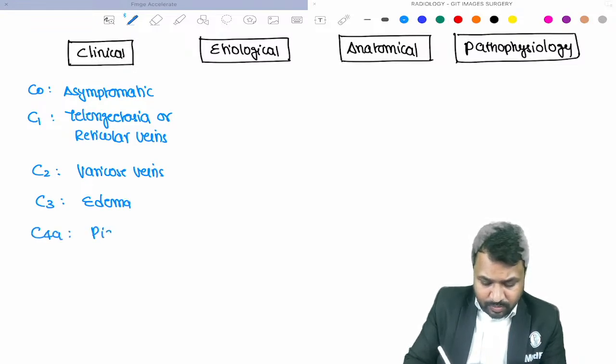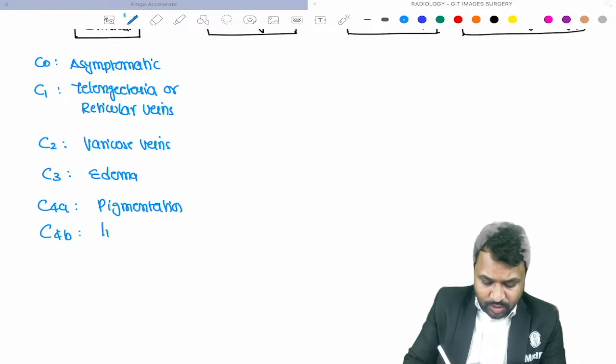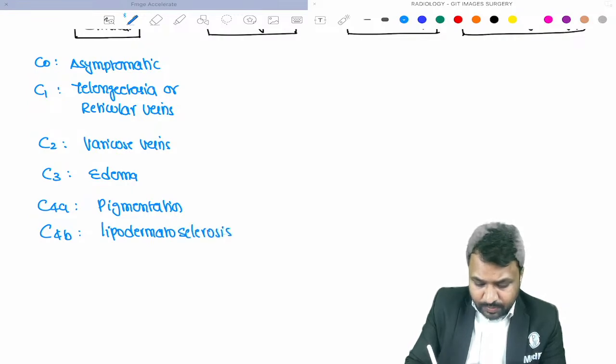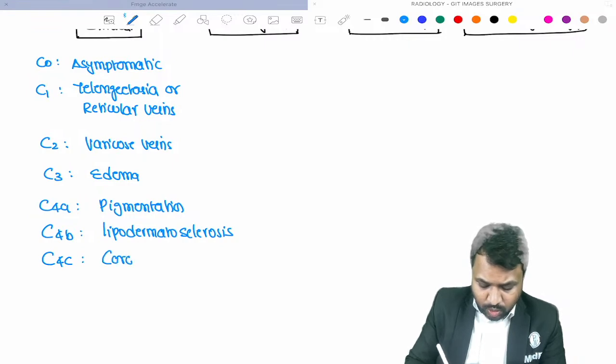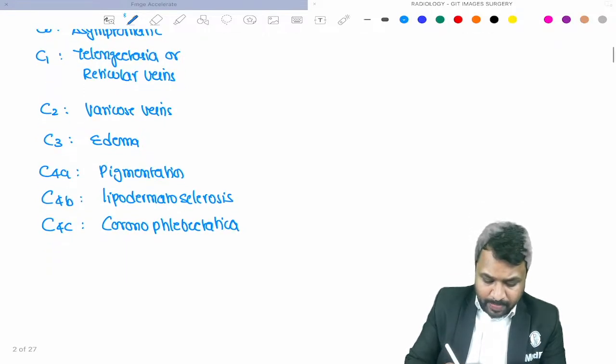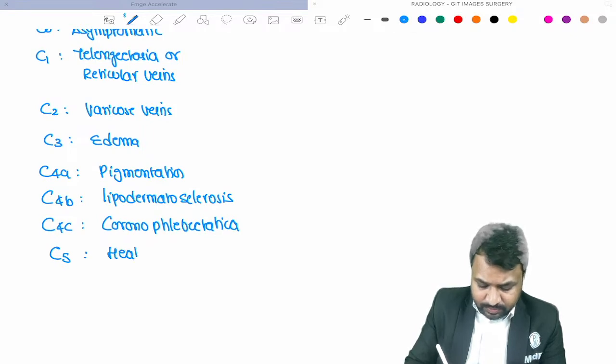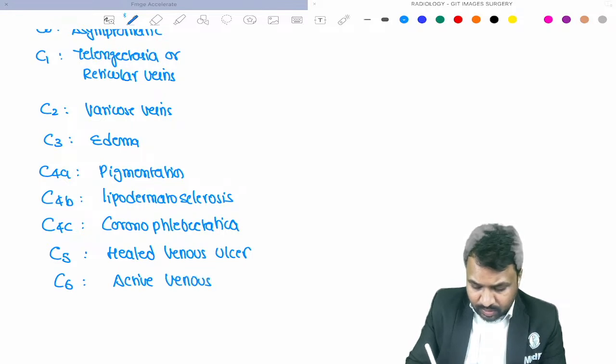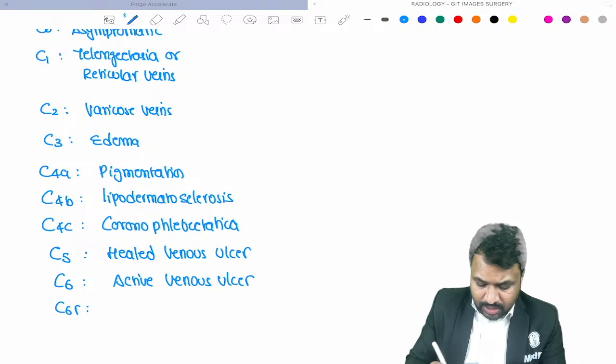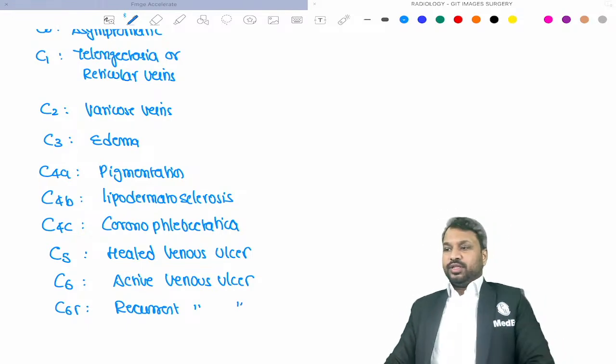C4A is presence of pigmentation. C4B is presence of lipodermatosclerosis. C4C is chronoflebectatica. C5, it is the healed venous ulcer. C6 is your active venous ulcer. C6R, it is your recurrent venous ulcer.